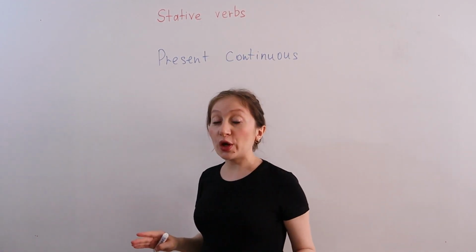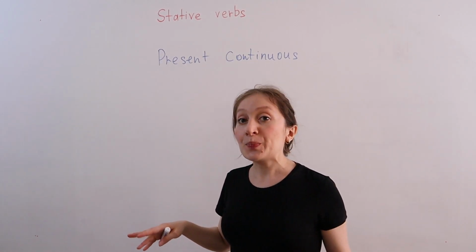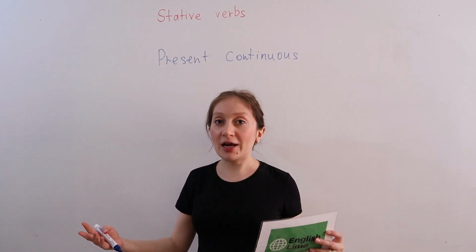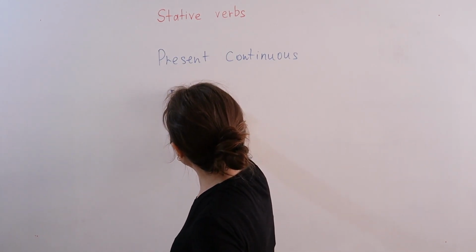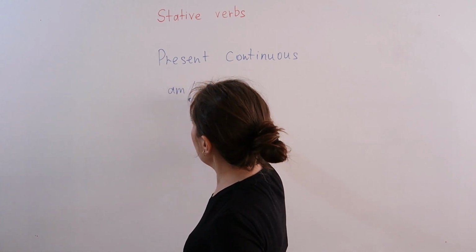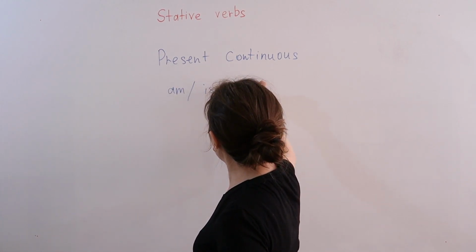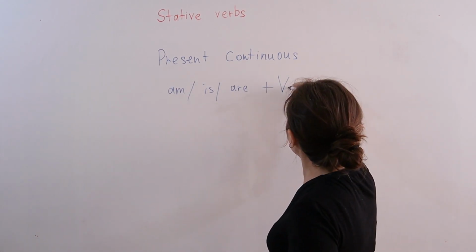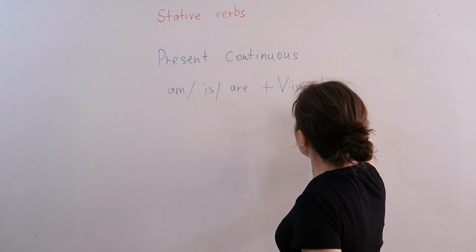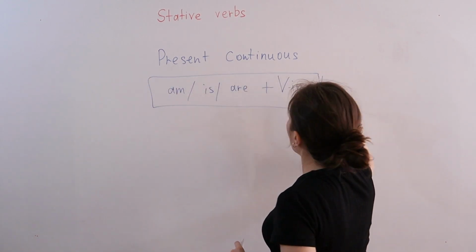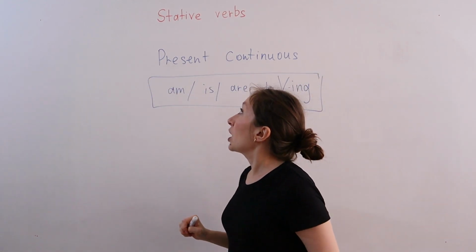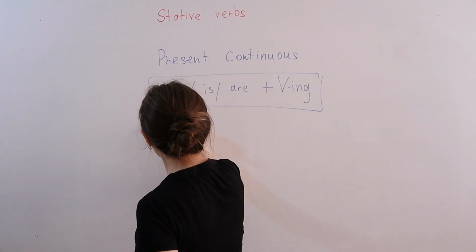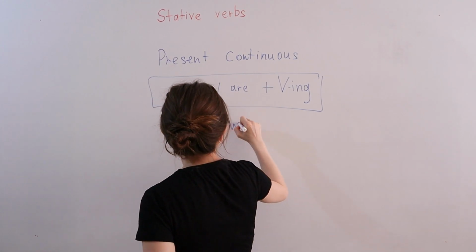So the action going on at the present moment, or temporary action, or planned future, right? And the structure is the verb to be, am, is, are, it depends on the pronoun, plus our main verb with ing ending, right? This is the formula for present continuous. For example, I am writing, right? I am writing.